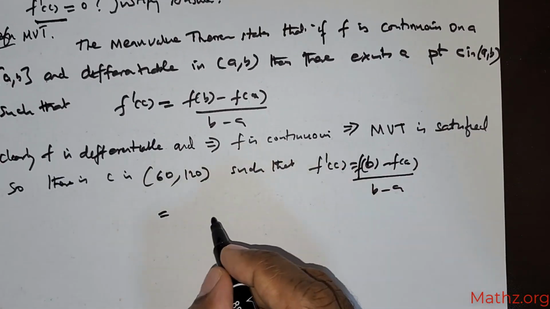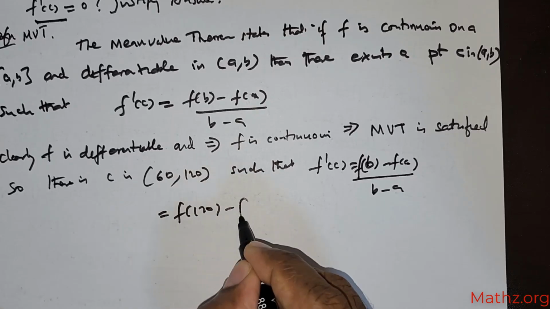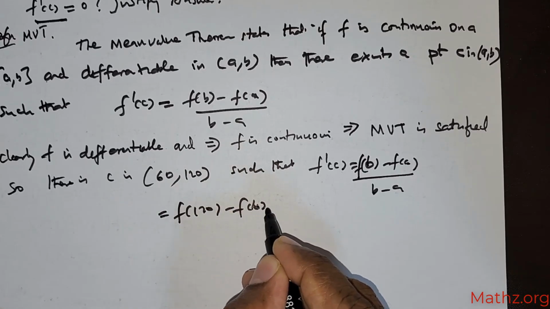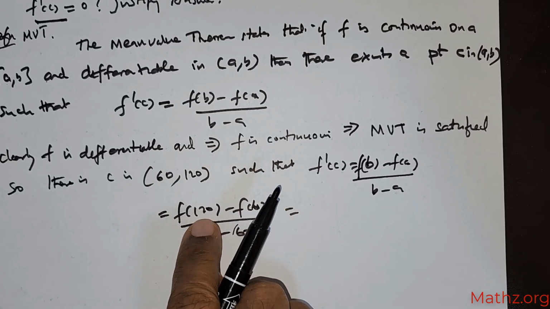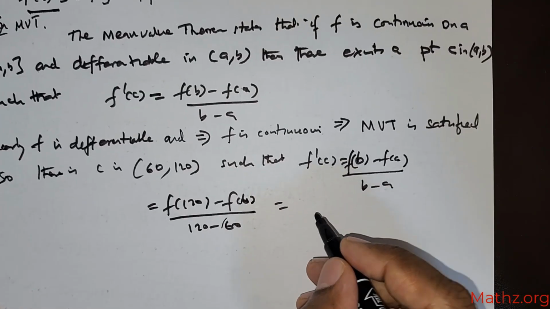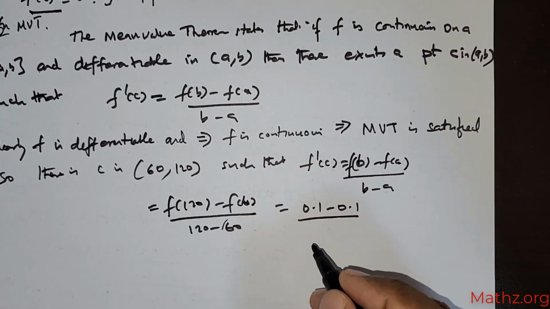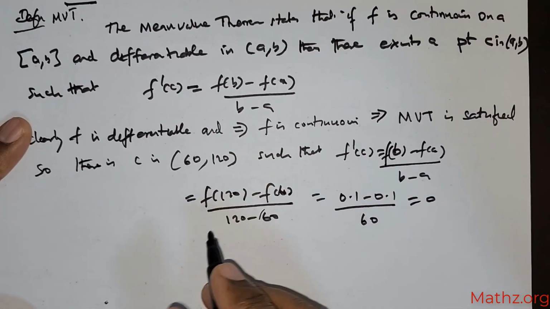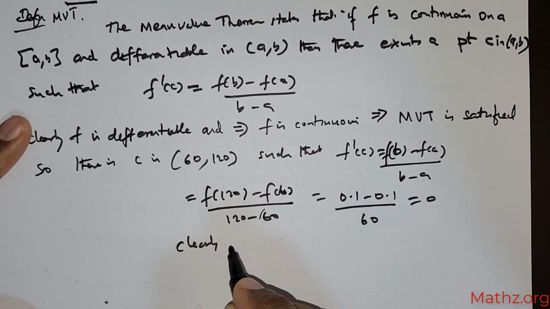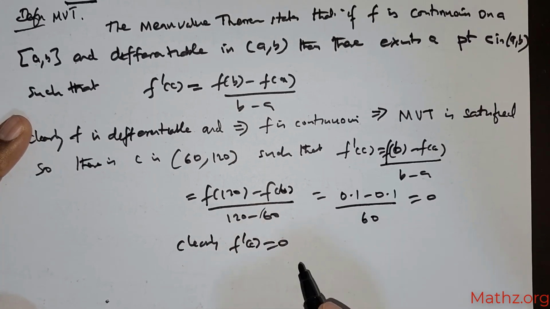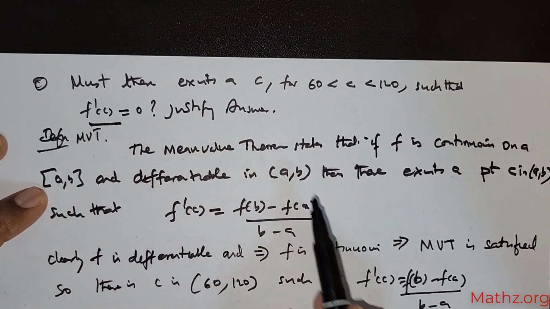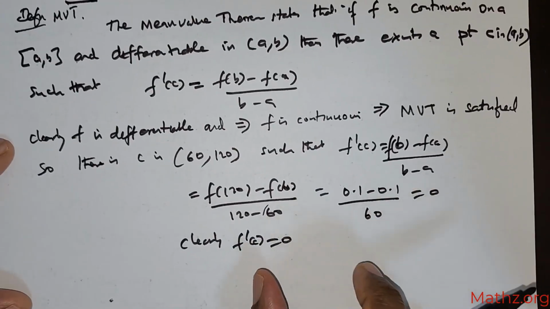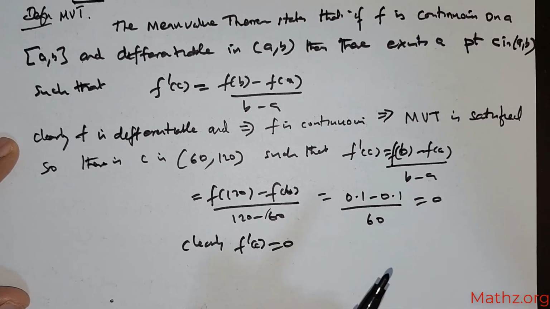So this in turn would mean (f(120) - f(60)) divided by (120 - 60). Now this value is given in the table. That's going to be 0.1 - 0.1 divided by 60, which is equal to 0. So clearly f'(C) is equal to 0. Now we are asked to justify this, so we have actually given the justification that is required.